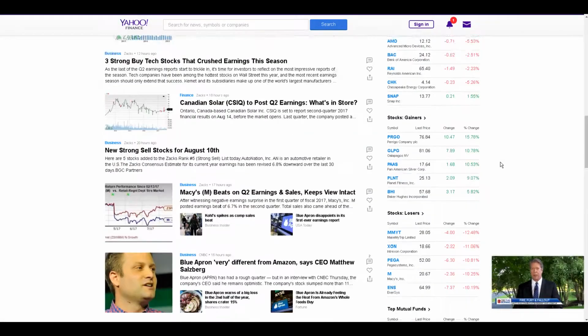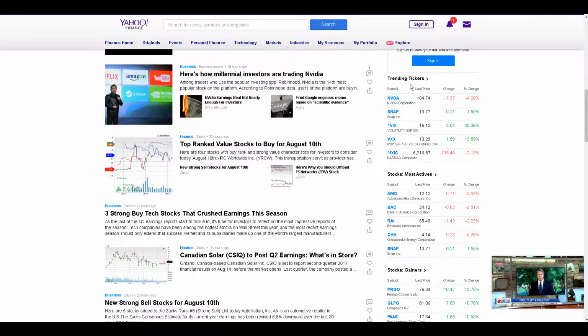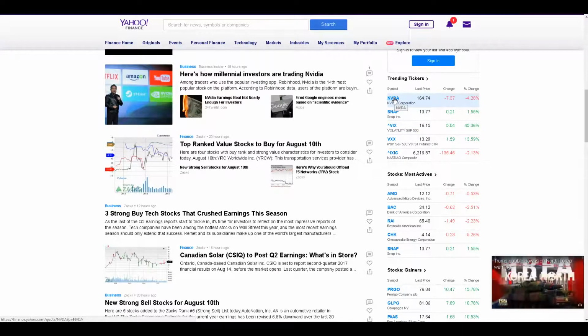And on the right hand side in Yahoo, you can always see their trending tickers, and Nvidia was huge. I'm sure a lot of people invested in Nvidia hoping that they would have a huge spike today because they beat their earnings, but it actually ended up falling quite a bit. So I'm sure a lot of investors out there that are growth investors invested in this company probably lost a bit today.